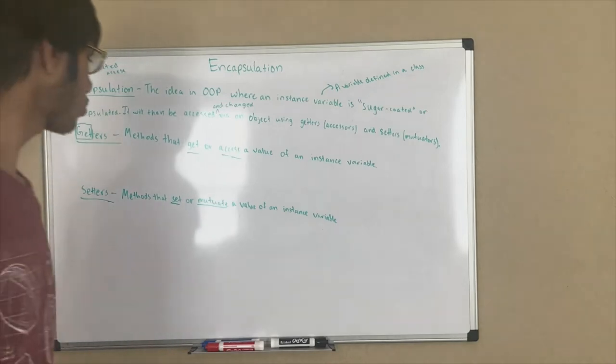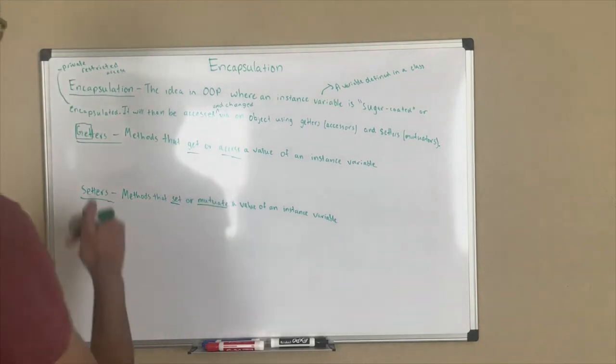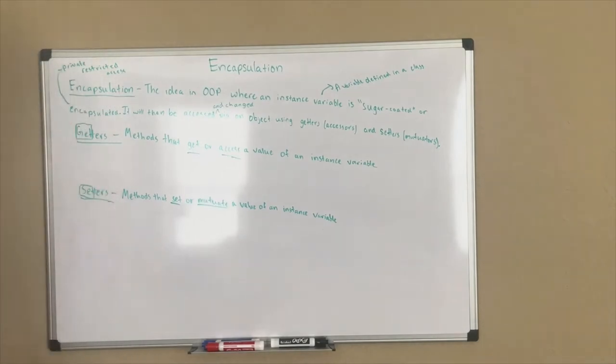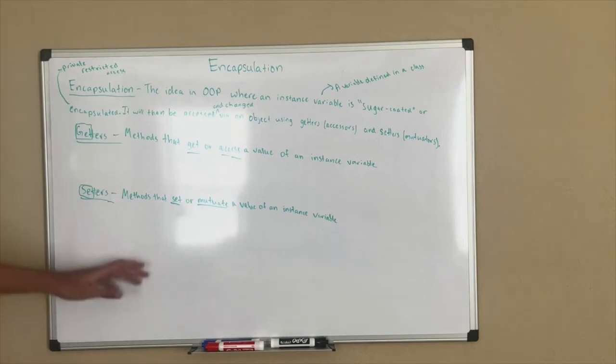So, are we good to go? Those are our definitions. Pretty much covered. Getters access a value of an instance variable. Setters set or mutate a value of an instance variable. By the way, mutate just means to change. So it really just changes the value of an instance variable, or get just retrieves it. There's a bunch of synonyms for get. You kind of get the gist.